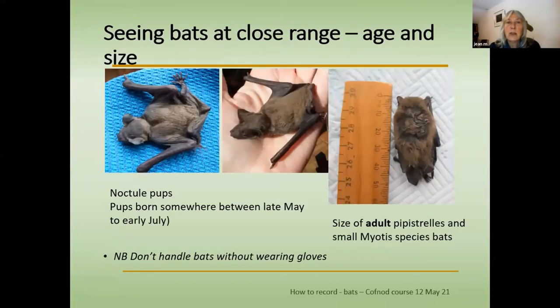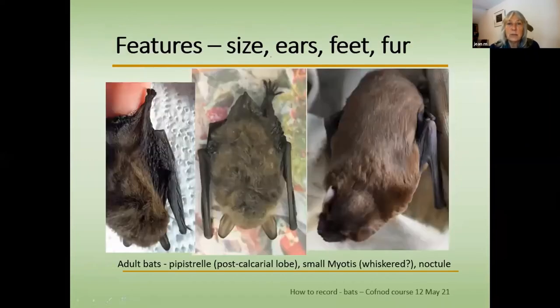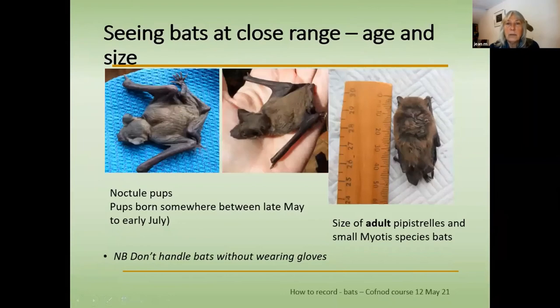And then if you see bats at close range, you can get an indication of the size, and the age, if they're young ones, by the amount of fur they've got on. So these are some pictures of nocturnal pups. The first one is quite young, and it's just got a suede-like covering of fur. And then the next one is a few weeks later where the fur has grown. And I'm showing a picture of me with a bat in my hand, not wearing gloves. So it's an old picture. We don't do that these days. We always wear gloves, just as a reminder.